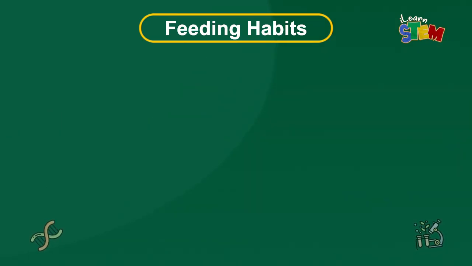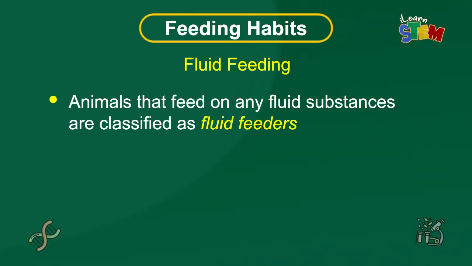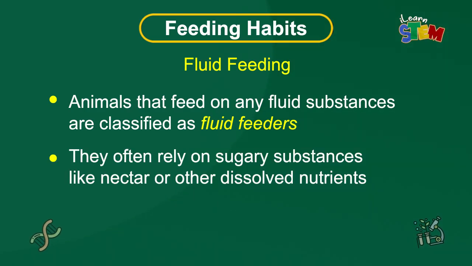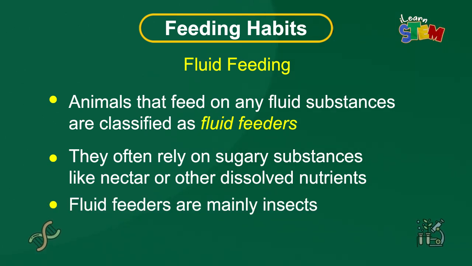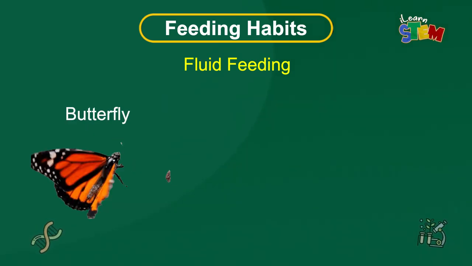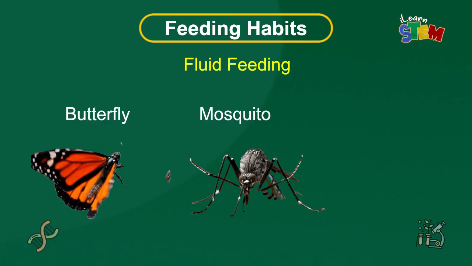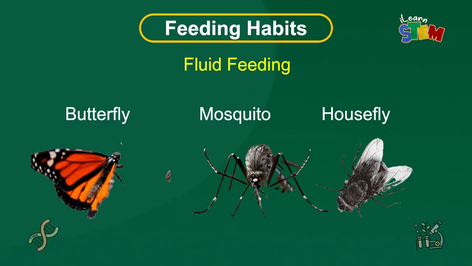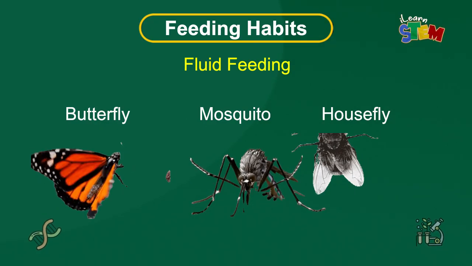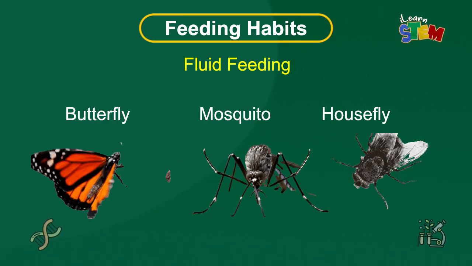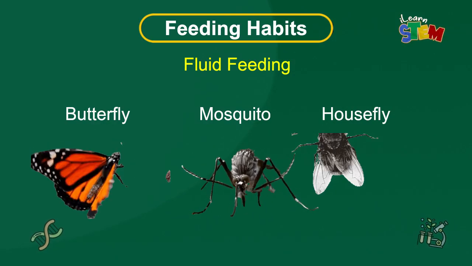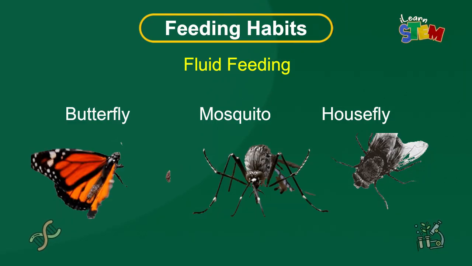The next category of feeding habit is fluid feeding. Animals that feed on any fluid substances are classified as fluid feeders. They often rely on sugary substances like nectar or other dissolved nutrients. Fluid feeders are mainly insects. Examples are butterflies, mosquitoes, houseflies, and the rest. I believe you can recall what we discussed in our last class about the feeding mechanism of these organisms. We discussed that under sucking mechanisms.